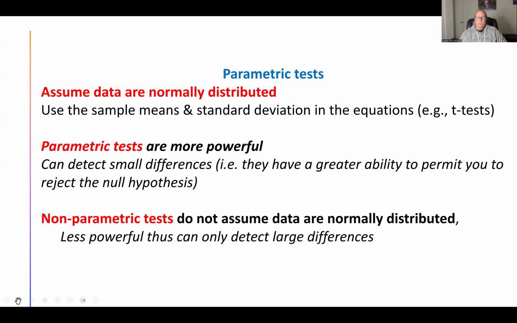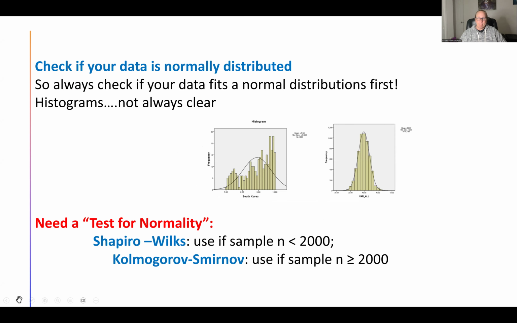Now we have parametric tests, and this is when we're using normally distributed data. These are always much more powerful. It means that we can really detect even small differences. Non-parametric tests, that's when our data is not normally distributed and it is less powerful. So it can really only detect large differences. So that's why you want to have a large sample size so that you have normally distributed data.